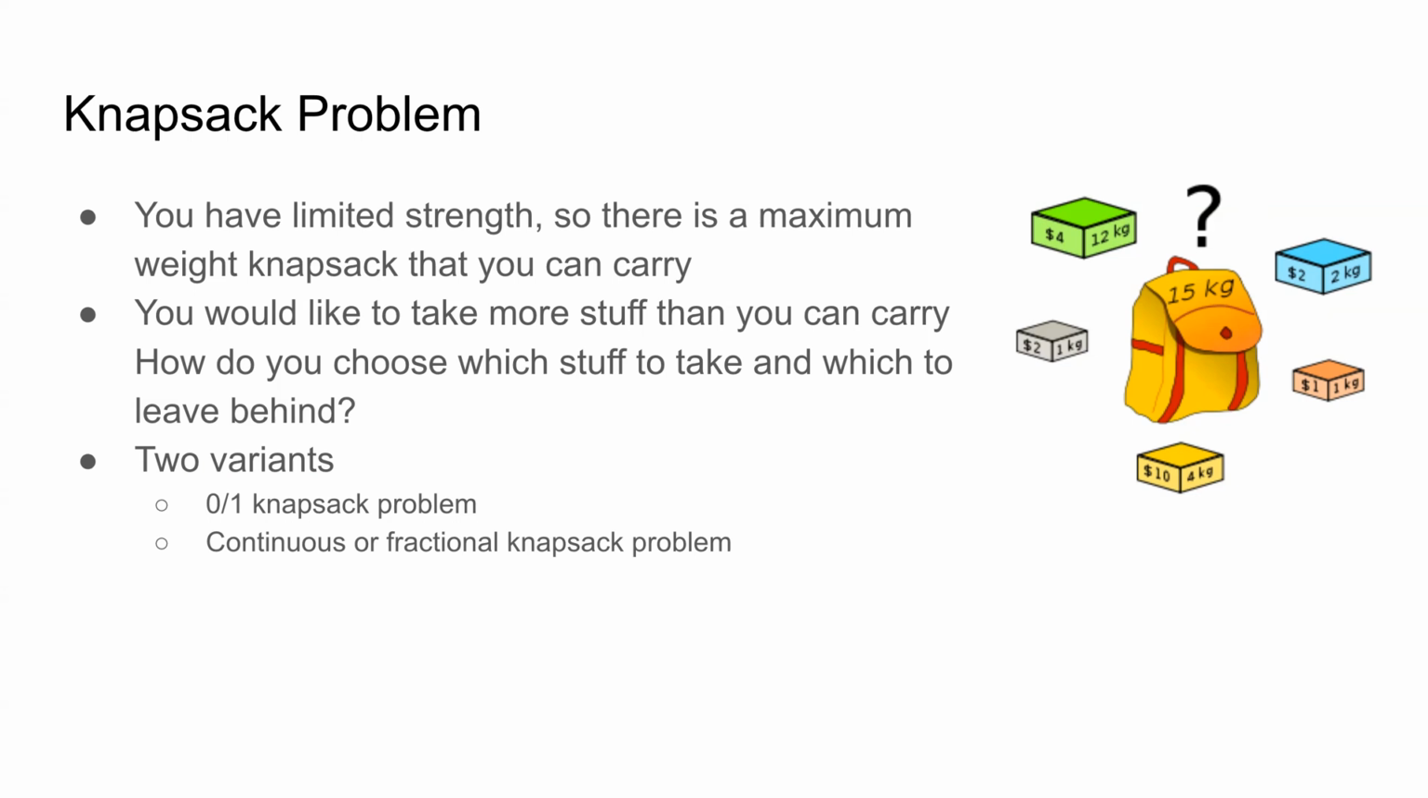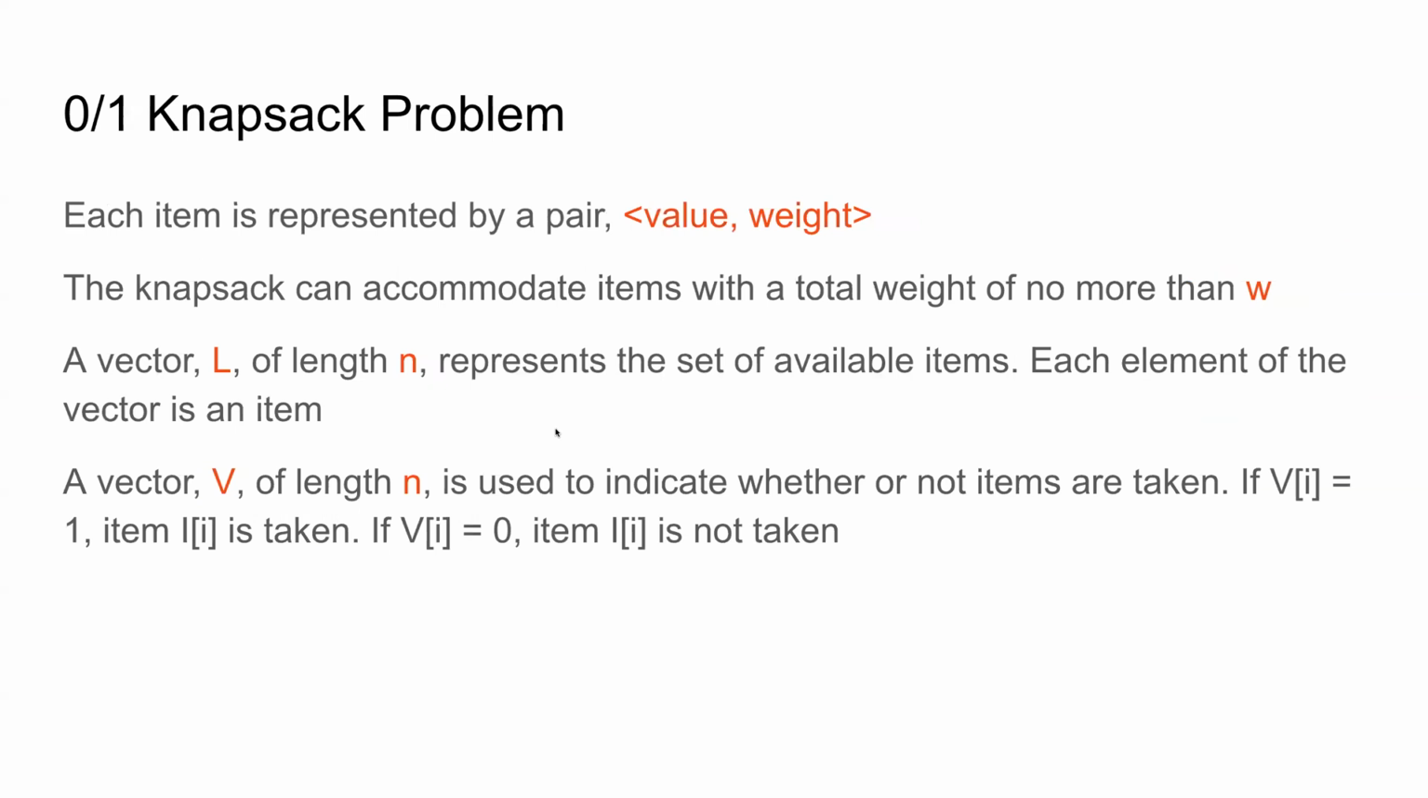And also in the knapsack problem, there are two variants. One is 0, 1, which means you either take the item or not. The other is the continuous fractional knapsack, in which you can actually divide the item into smaller fractions. But in this problem, we're looking at the 0, 1 knapsack problem. Each item, we can represent as a pair, a tuple in Python, of value and weight, okay? And then the constraint is that the total weight is no more than W.